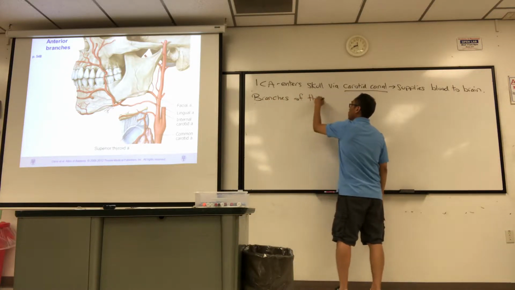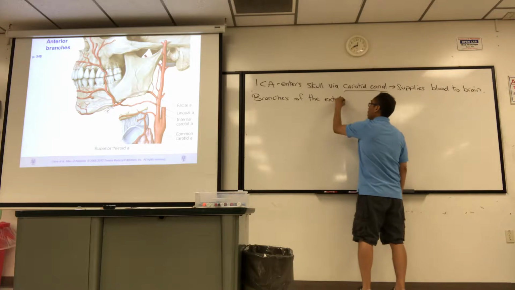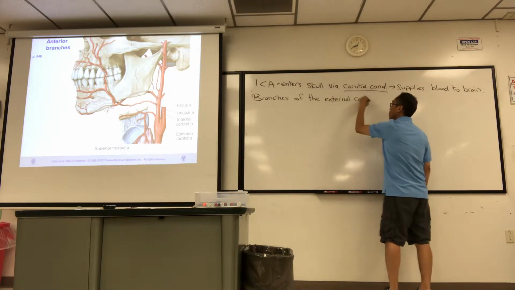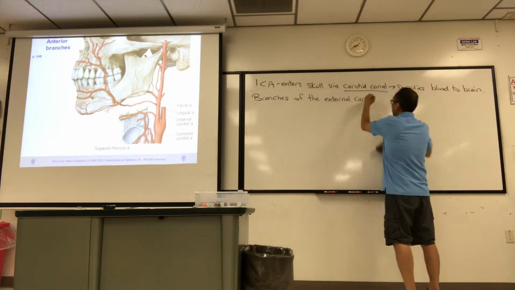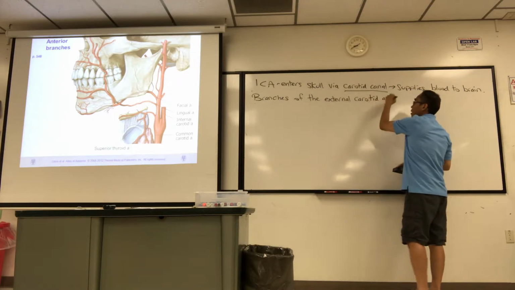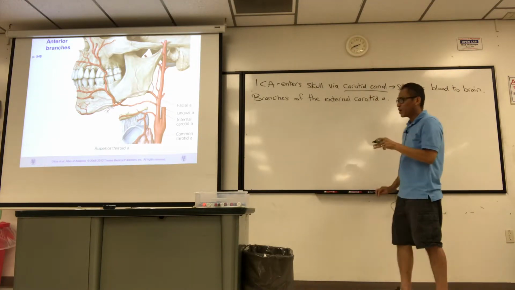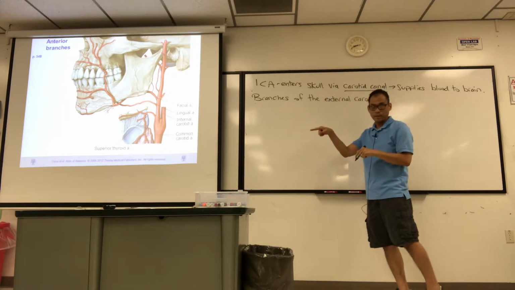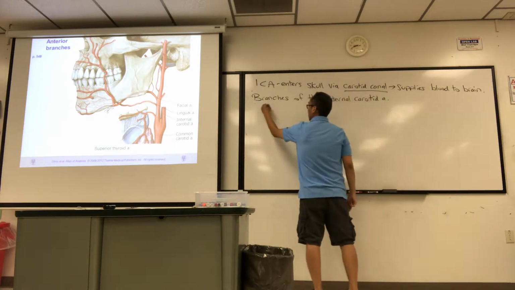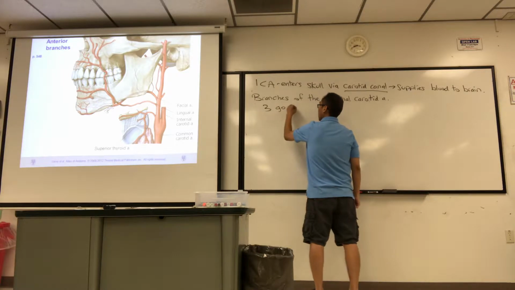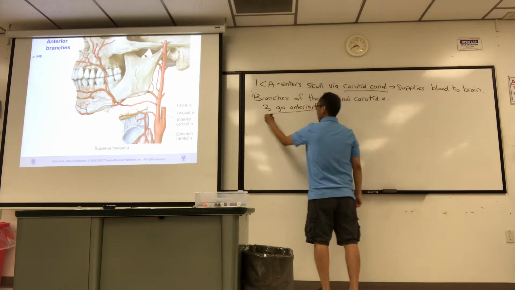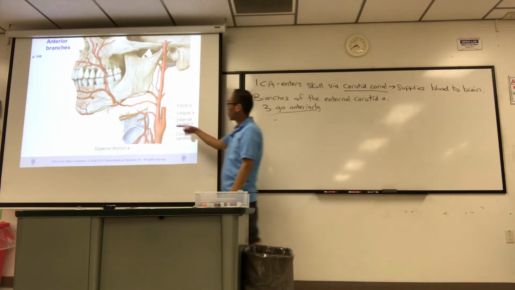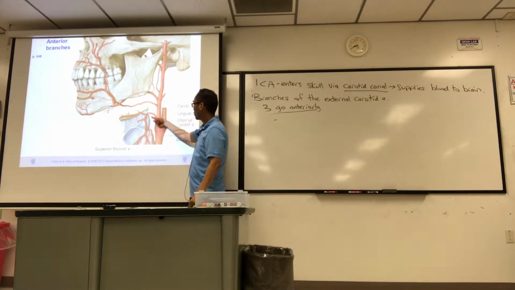Branches of the external carotid artery. Three go anteriorly. They are, well, I'll list them in the same order they are here. Facial, lingual, superior thyroid.